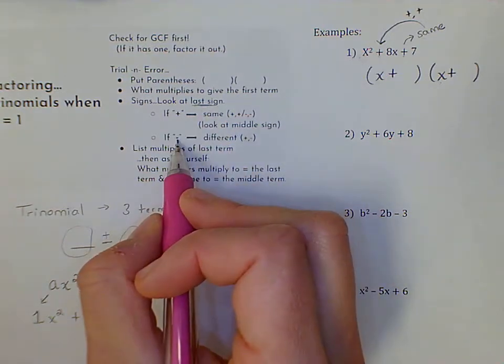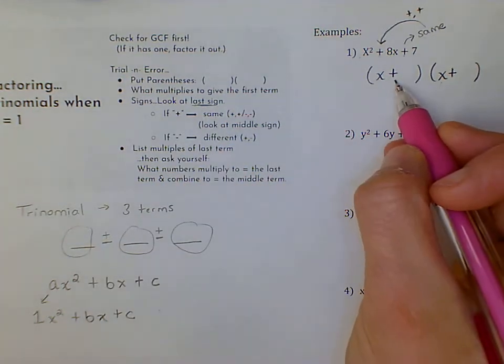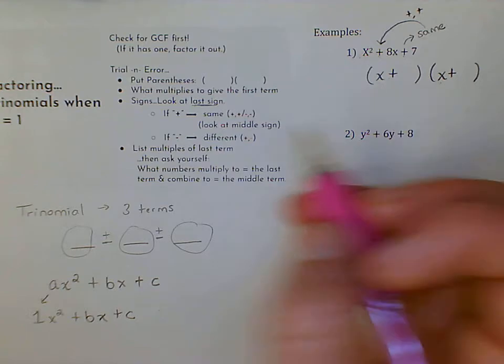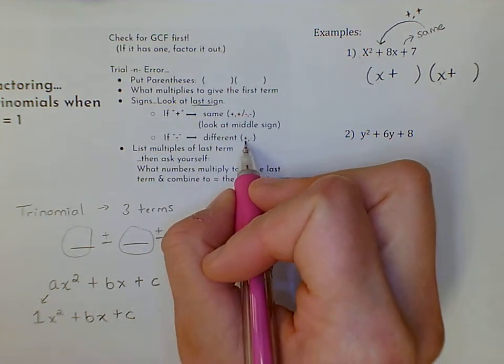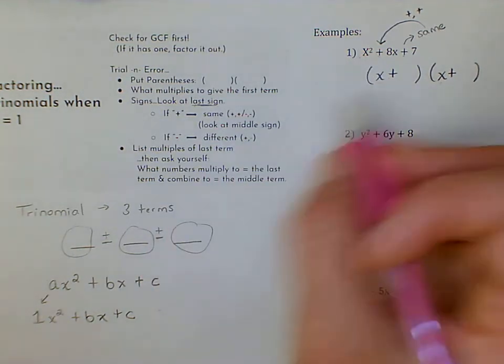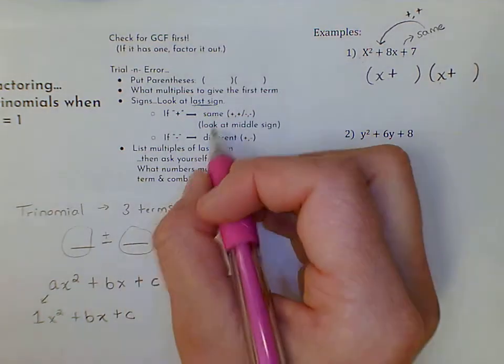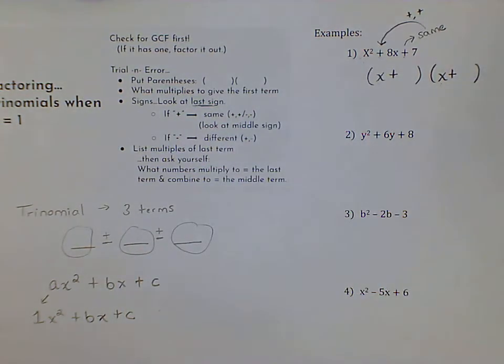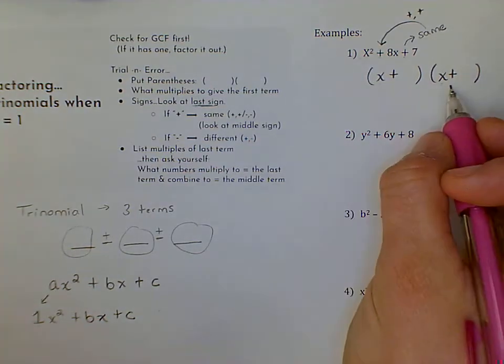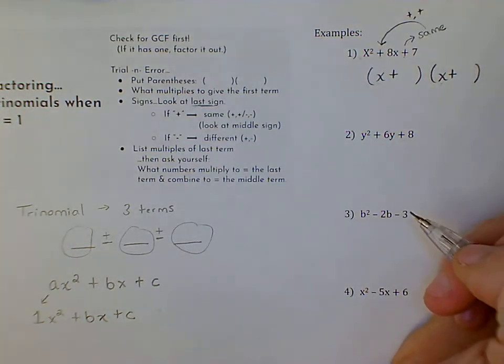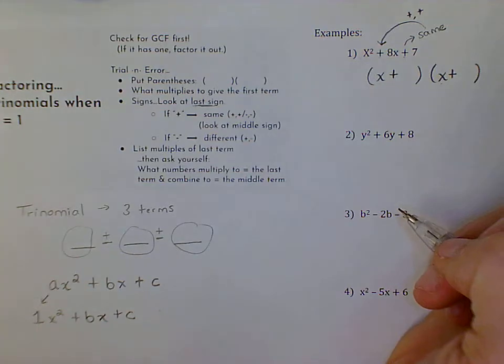Now, if the last sign is a minus, then what that actually means is that my signs are going to be different. So that means you're going to end up putting a plus in one of these, and you're going to be putting a minus in the other, okay? And so look out for that, because that'll tell you what the signs are. So once you figure out the signs, this is where the trial and error part starts, okay?